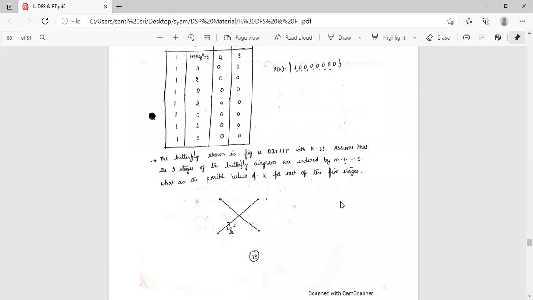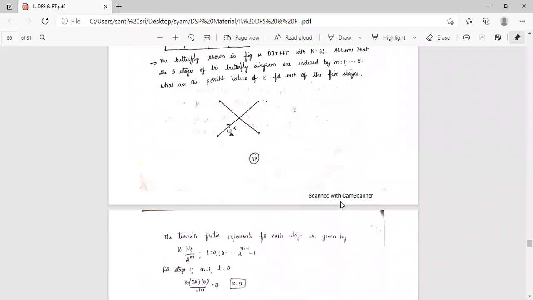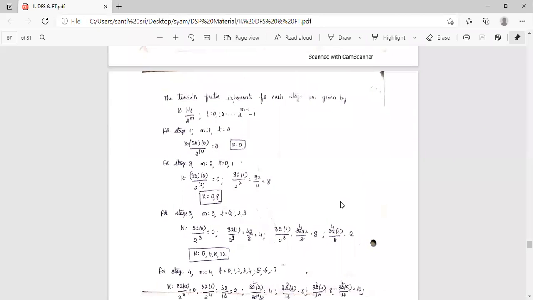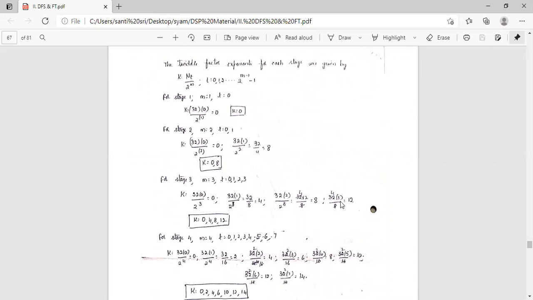The butterfly shown in the figure is a decimation in time FFT with N equal to 32. Assume that the 5 stages of the butterfly diagram are indexed by m equal to 1 to 5. What are the possible values of k for each of the 5 stages? So these are like this. k equal to N by 2^m times t. So for stage 1, m equal to 1, t equal to 0, that is k equal to 32 into 0 by 2^1, so k is 0.